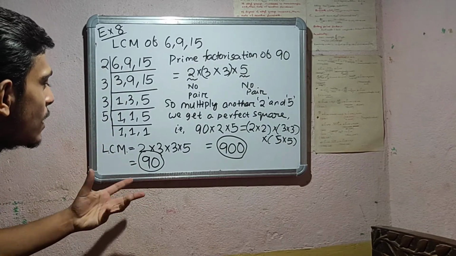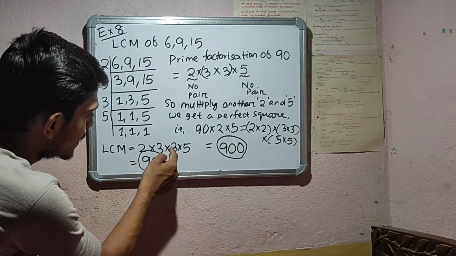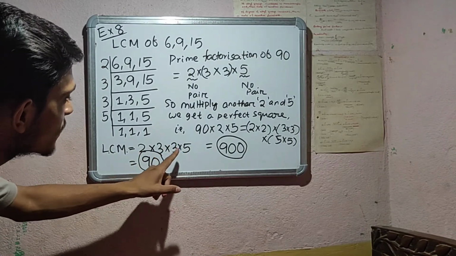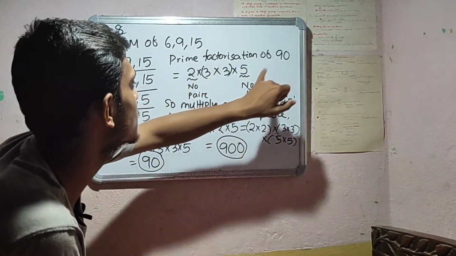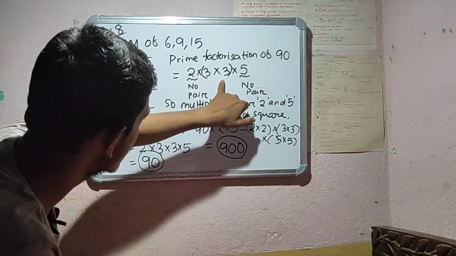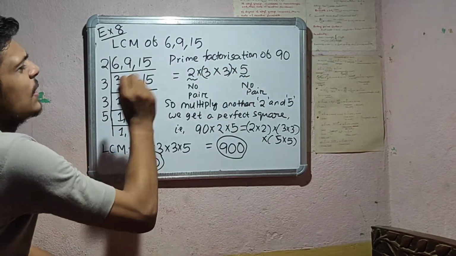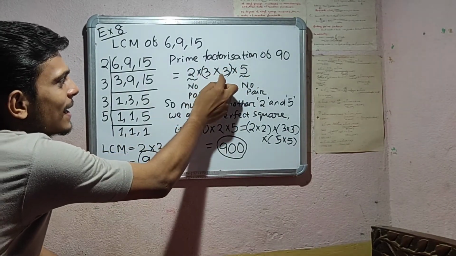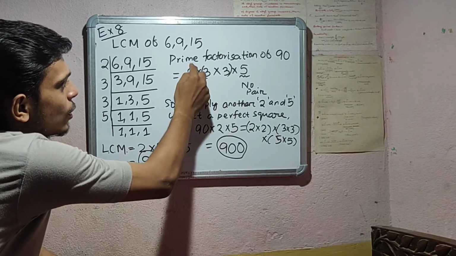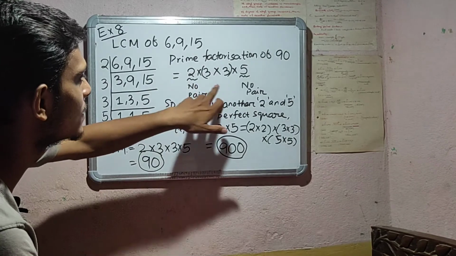How can we check? By prime factorization. This is the prime factor of 90: 2, 3, 3, 5. Yes or no? So the prime factorization of 90 is 2 multiplied with 3, multiplied with 3 and multiplied with 5. From this you can recognize that 3 and 3 is only one pair, but 2 has no pair, and 5 has no pair. Here this is no pair, this is no pair.